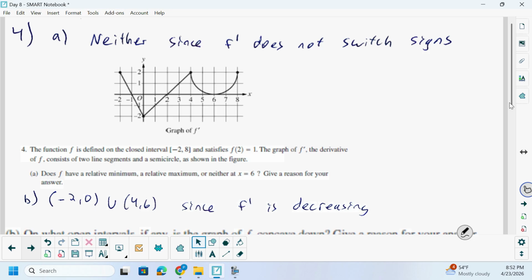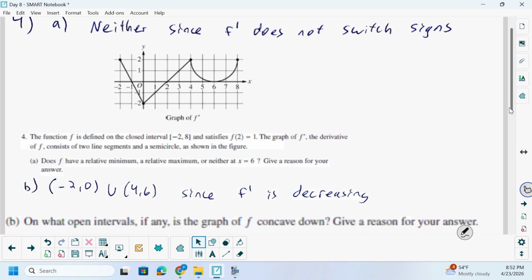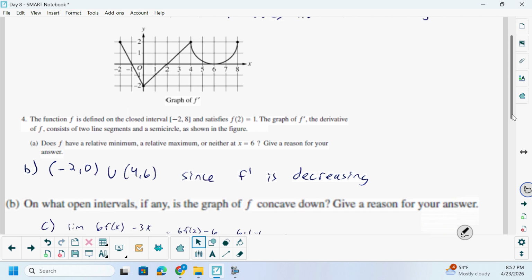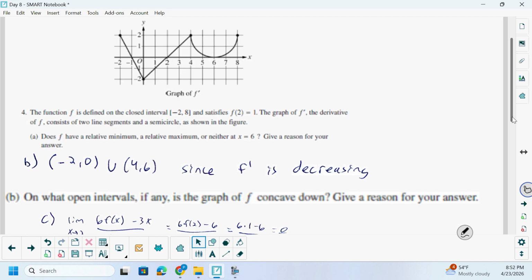Next, we want to know concave down. That's when the first derivative has a negative slope. Or in other words, as I said, they're decreasing. So that was the interval negative 2 to 0 and 4 to 6.